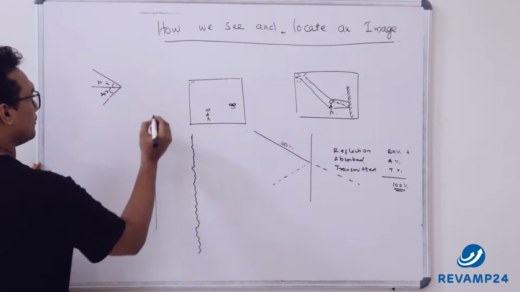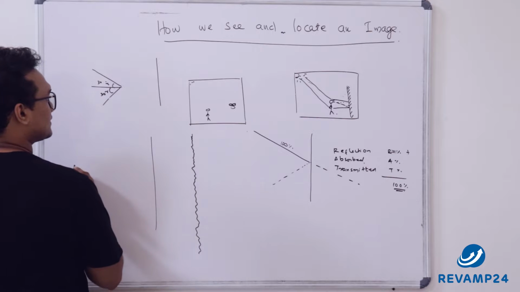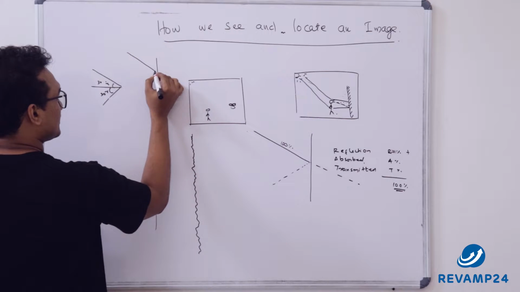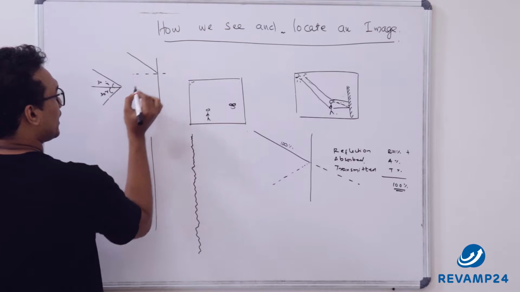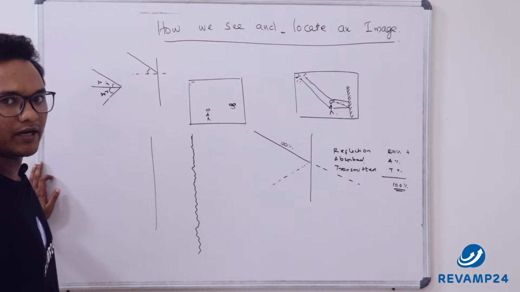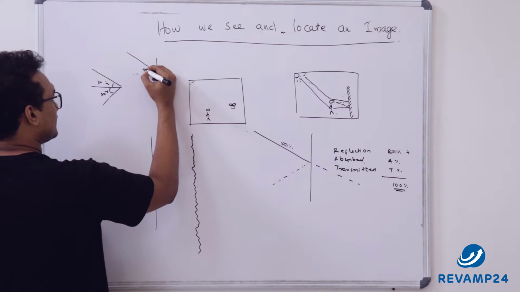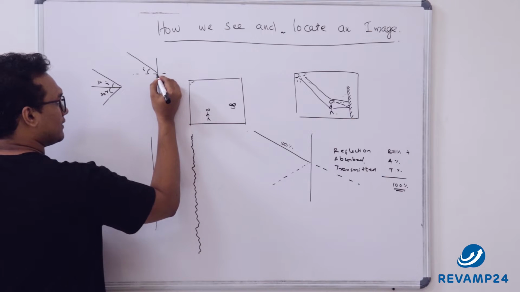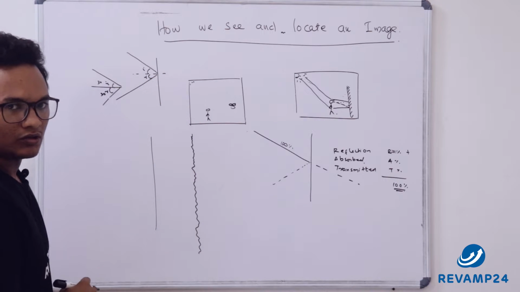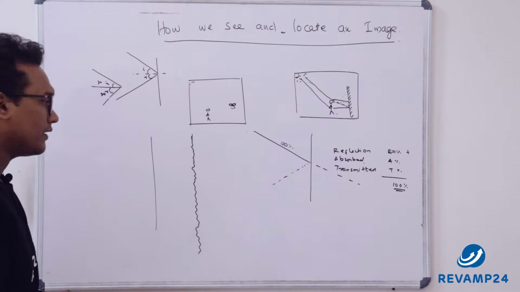Now, how will we measure the angle? Let's say this is the surface where the light ray is being incident. On the surface, we will draw a normal. With respect to the normal, we will measure the angle made by the incident ray. This is the angle of incidence. And now this will be reflected, and this is the angle of reflection. So, these two have to be equal.